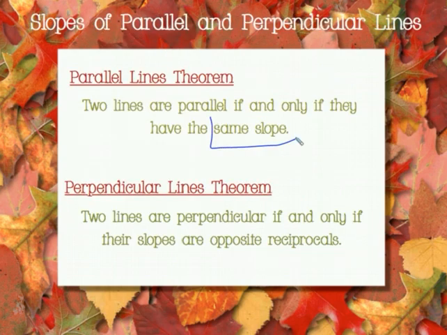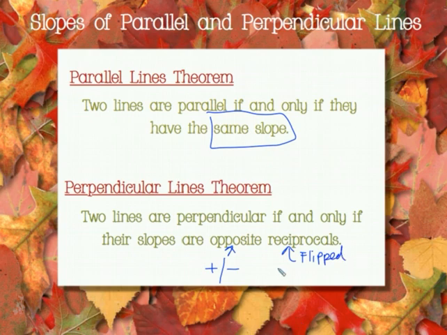That's a big deal. Perpendicular lines theorem says two lines are perpendicular if and only if their slopes are opposite reciprocals. Opposite means if one is positive, the other is negative, and vice versa. Reciprocal is like a flipped fraction.